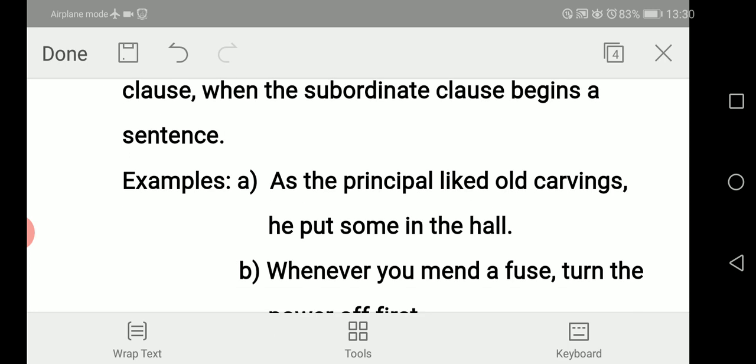For example, as the principal liked old carvings, he put some in the hall. As the principal liked old carvings, comma, he put some in the hall. As the principal liked old carvings is a subordinate clause. So because it begins this sentence, there will be a comma after it. He put some in the hall, that's a main clause.